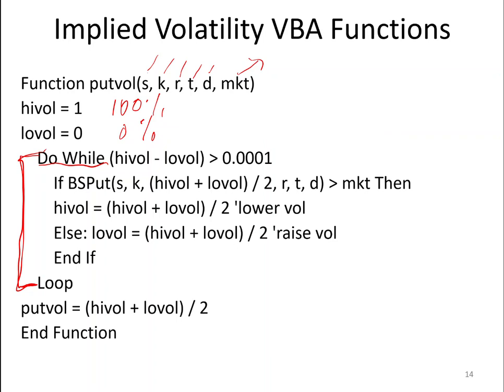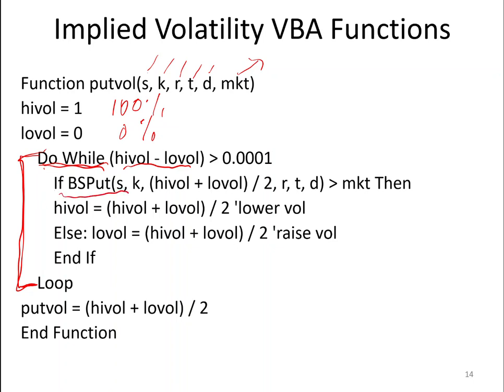So it starts off with high vol and low vol. That's defined as kind of the minimum and maximum implied volatility. And this says, do while the difference between high and low vol is greater than 0.01. Well, right now, the difference between high and low vol is 1 minus 0. And here's where all the action happens.